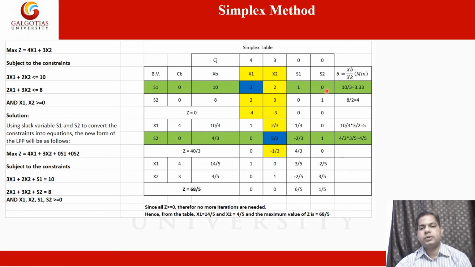So 3 minus 0 is 3. Whatever comes is to be divided by the key element, that is 3. So this comes out to be 1. So this is my second table.